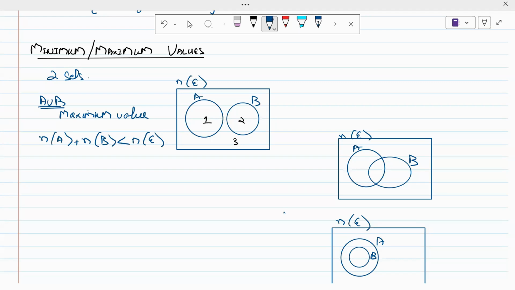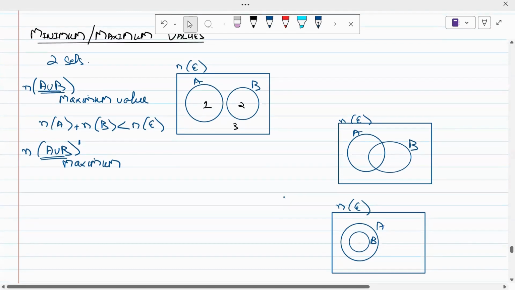This condition is also considered when you have N of A union B whole complement. This was the case of N of A union B to be maximum. Whole complement means the elements outside. So for A union B whole complement to be maximum, you use the case of disjoint sets.